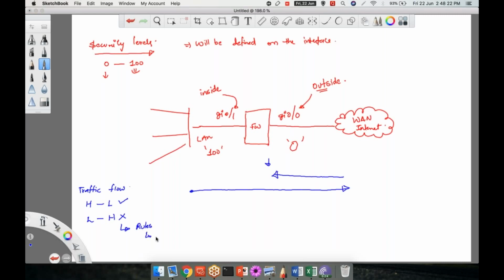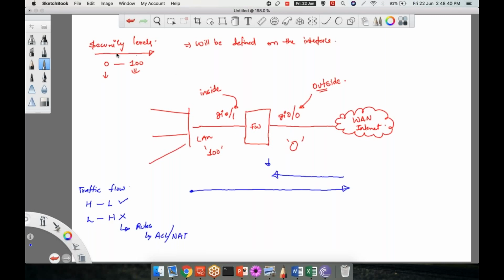Those rules will be like your access list. That is one kind of rule set that we can configure. You can also protect and hide your internal IPs by deploying NAT over there, network address translation.